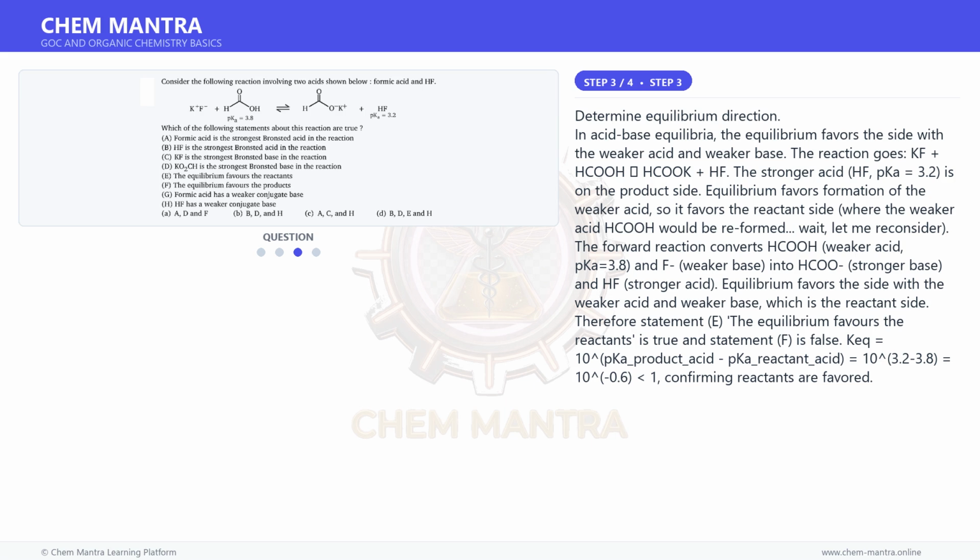K_eq is equal to 10 to the power of pKa of reactant acid minus pKa of product acid, which is 10 to the power of 3.2 minus 3.8, equal to 10 to the power of minus 0.6, confirming reactants are favored.